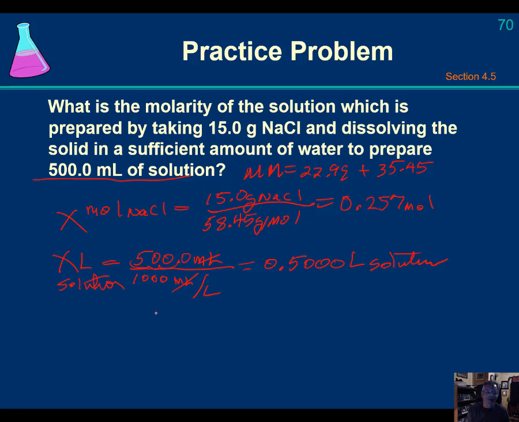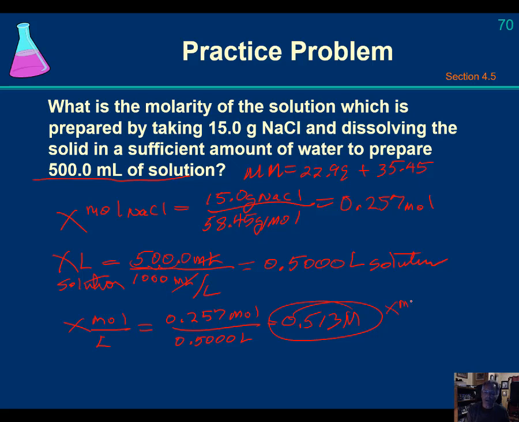And then we can go ahead and calculate X moles per liter for our sodium chloride, and that's going to be 0.257 moles of sodium chloride for 0.5000 liters. We'll have 3 sig figs in that, and that gives us 0.513 molar of sodium chloride solution. That's molarity. Now, let me show you the easy way to do this.